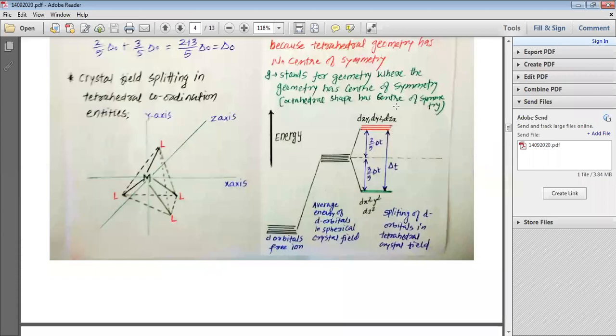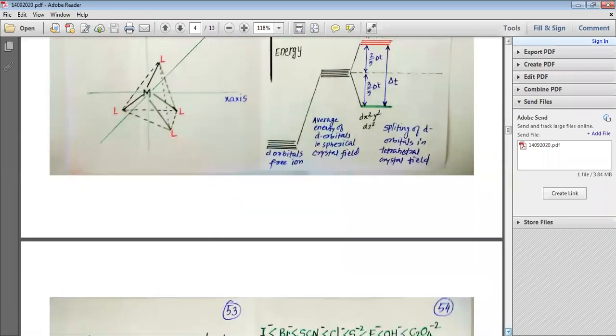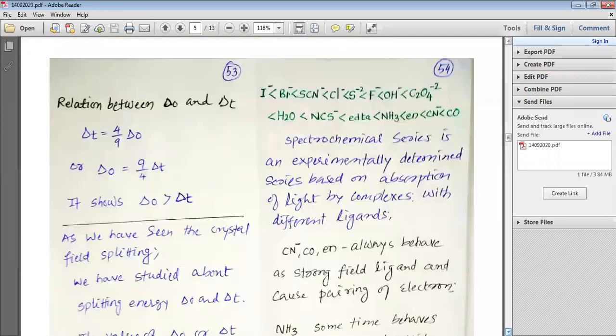Here we do not write g because g stands for gerade, where the geometry has a center of symmetry, and the tetrahedral shape does not have a center of symmetry. That is why we do not call dxy, dyz and dzx as T2g, but we just call them T2, and dx square minus y square and dz square we do not call Eg, but just E. This is how the splitting is almost completely inverted in case of the tetrahedral splitting.